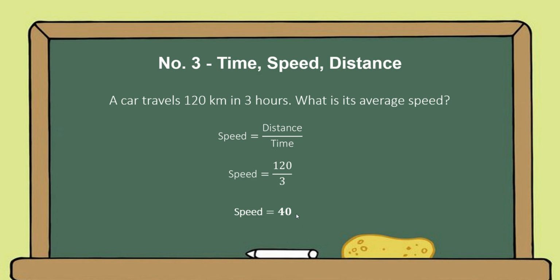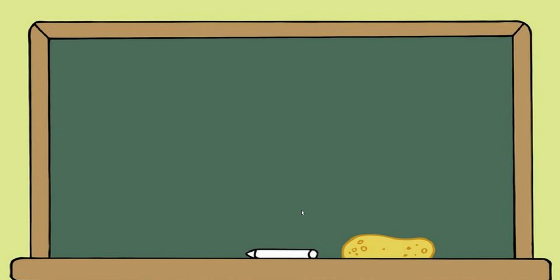Since the distance is measured in kilometers and the time in hours, the unit for speed will be kilometers per hour. Therefore, the average speed of the car is 40 kilometers per hour. This means that, on average, the car covers 40 kilometers every hour during its 3-hour journey.